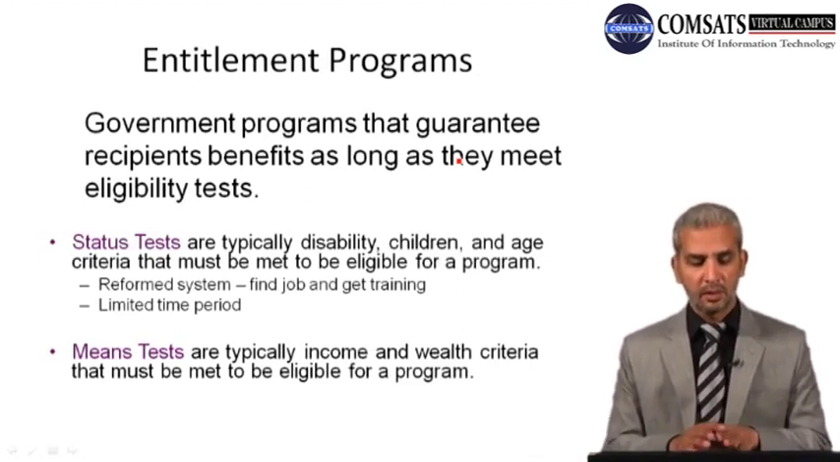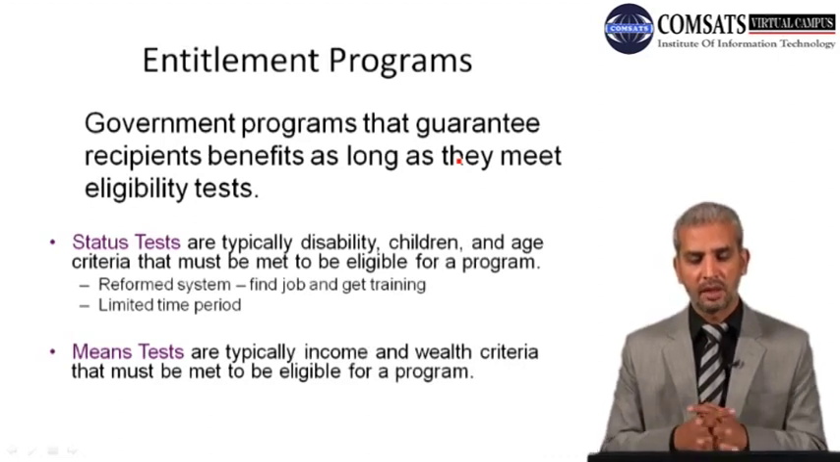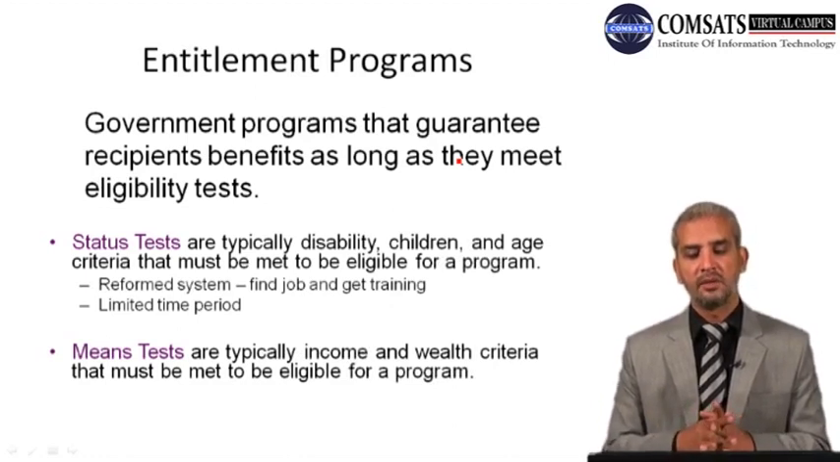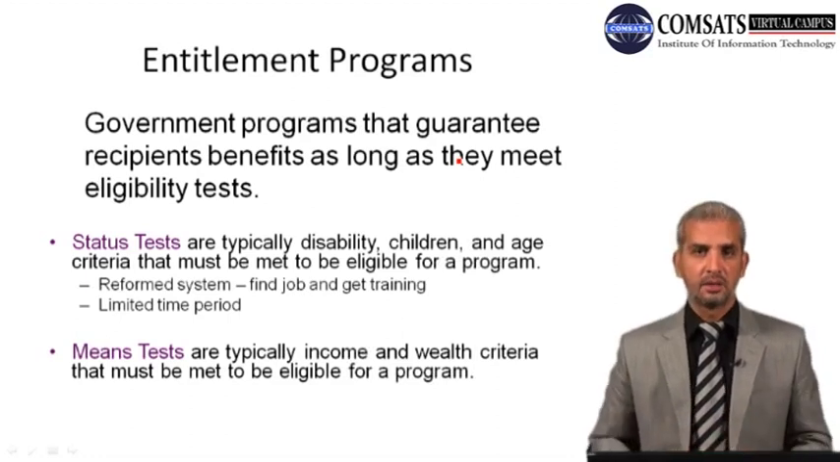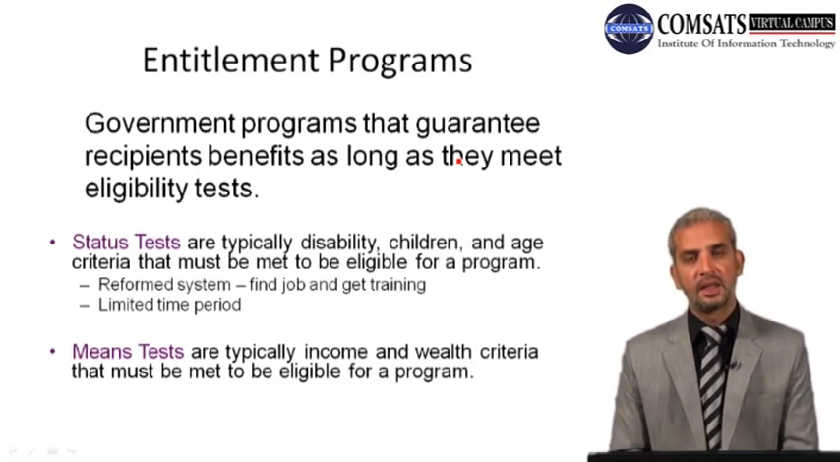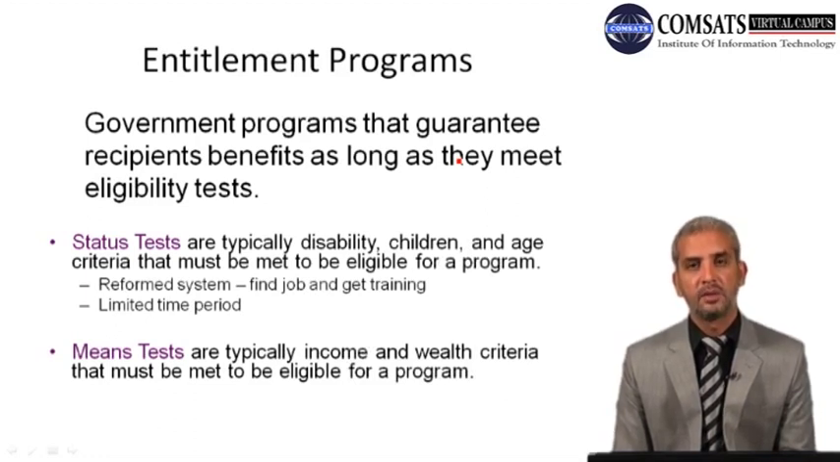Then coming back to the USA's status of certain programs. Now there are certain programs that guarantee recipients benefits as long as they meet certain eligibility tests. This slide is for the USA's perspective again. There are status tests and there are means tests. Status tests are typically tests about the disability, children and age criteria that must be met to be eligible for a program.